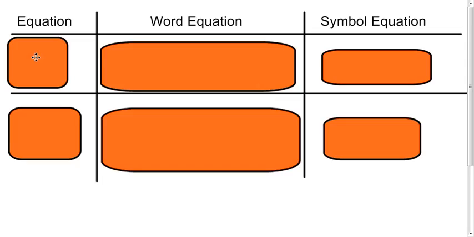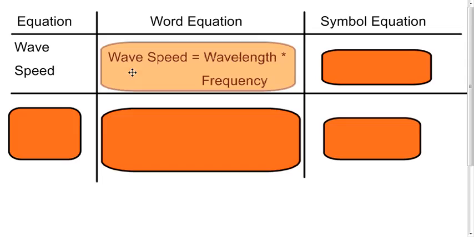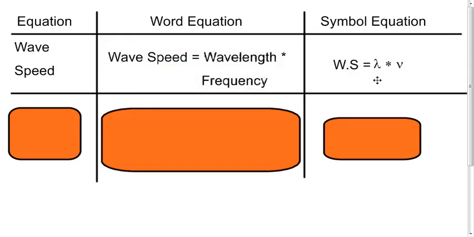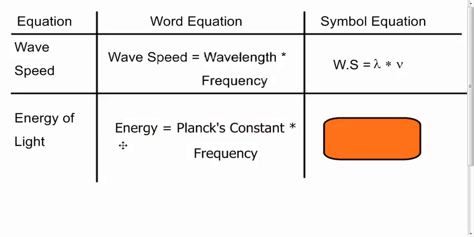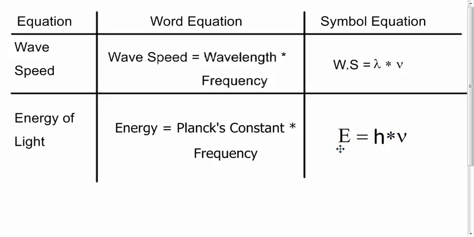Here are the equations. One of them has to do with wave speed, and its equation is wave speed equals wavelength times frequency, and this is the way it would look if you wrote it out with its symbols. The other equation has to do with the energy of light, and the energy of light is dependent upon the frequency of the light times a constant, Planck's constant. And here it is. It's E equals h times nu, and nu is frequency, and h is Planck's constant.